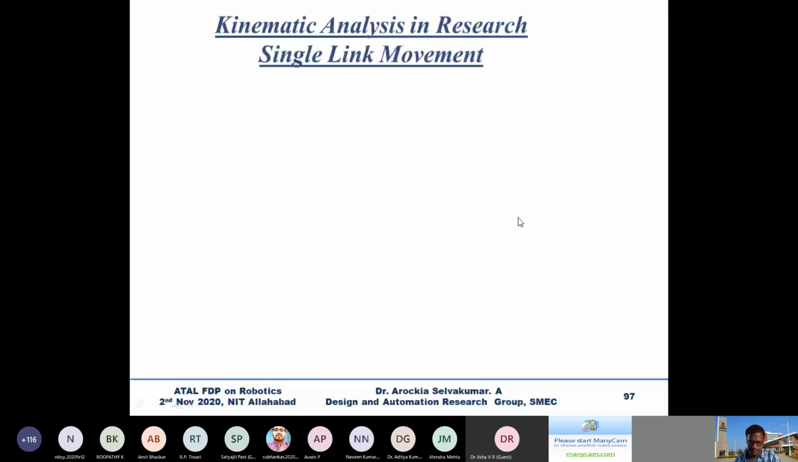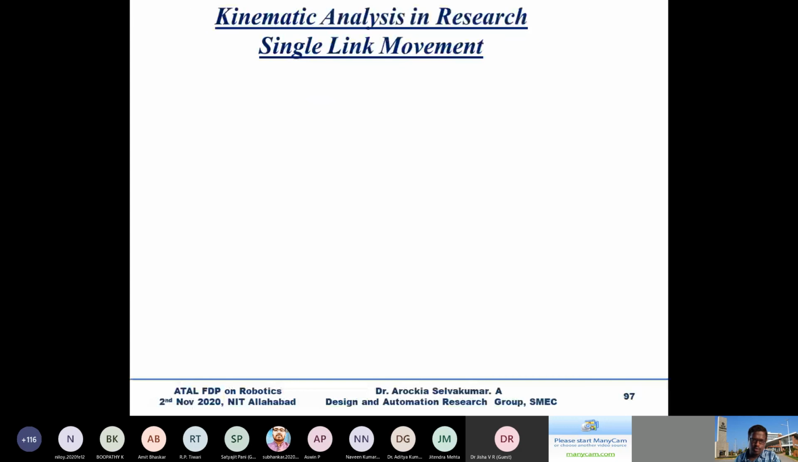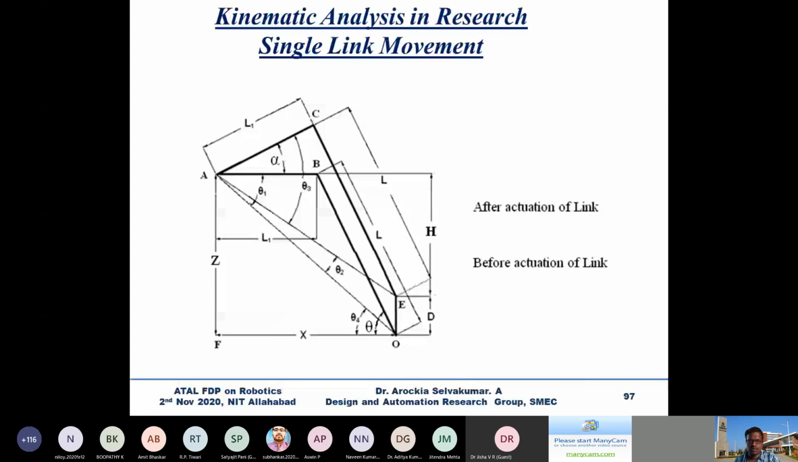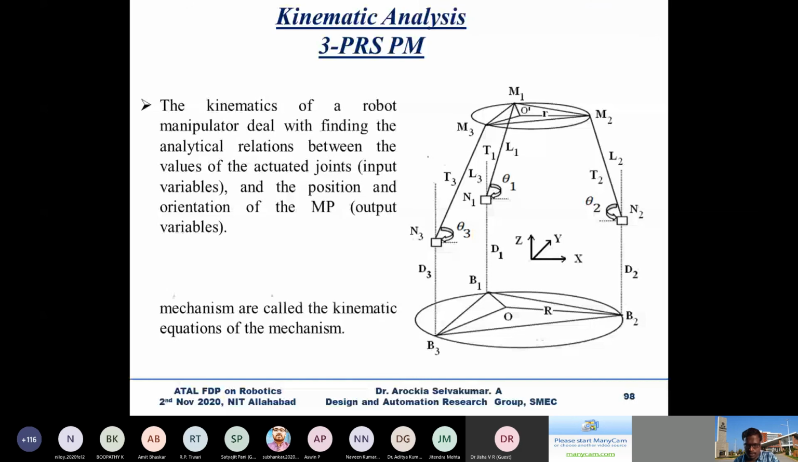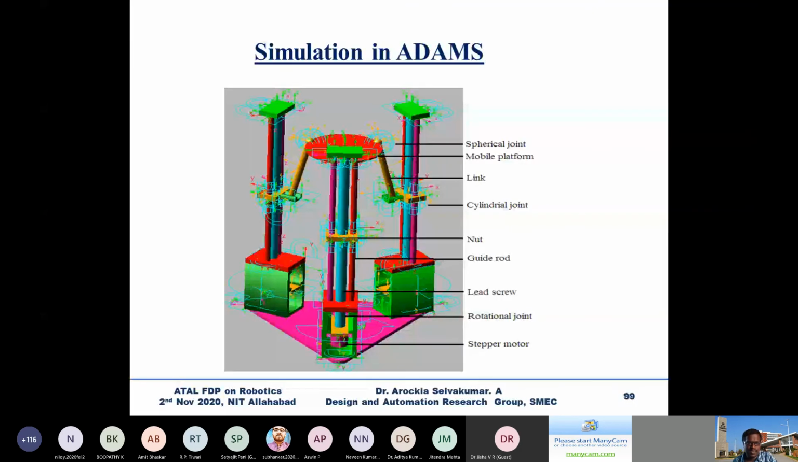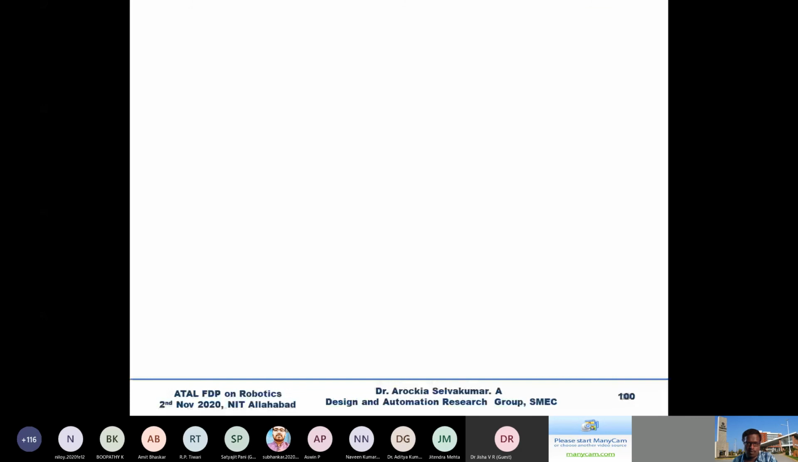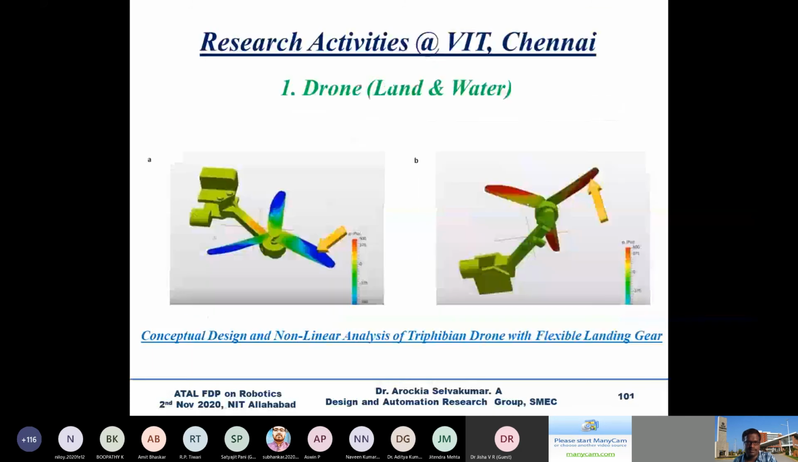Okay, fine. So this is related to my research. Same thing, how I have calculated kinematics, after that what vector approach I have used, and then how I simulated in Adams and how I fabricated. And then some of the research activities at VIT.